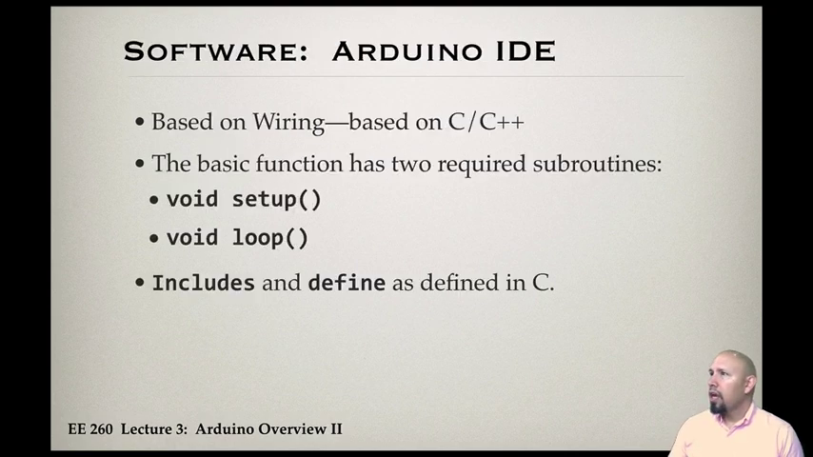So the Arduino IDE is based on what is called the Wiring platform, which is based on C or C++. So the Arduino IDE is, again, just like C, based on functions. In a standard C program, your main function is required in every C program. In Arduino, the main function is not required. Instead, we have two other functions that are required. One is called setup, and the other is called loop. Both of them are void, that is, they return nothing, but they're required.